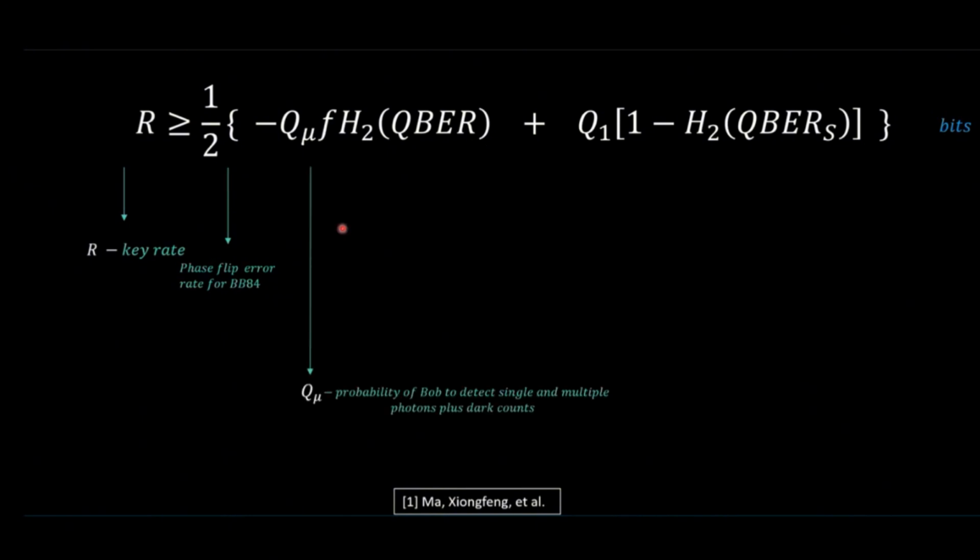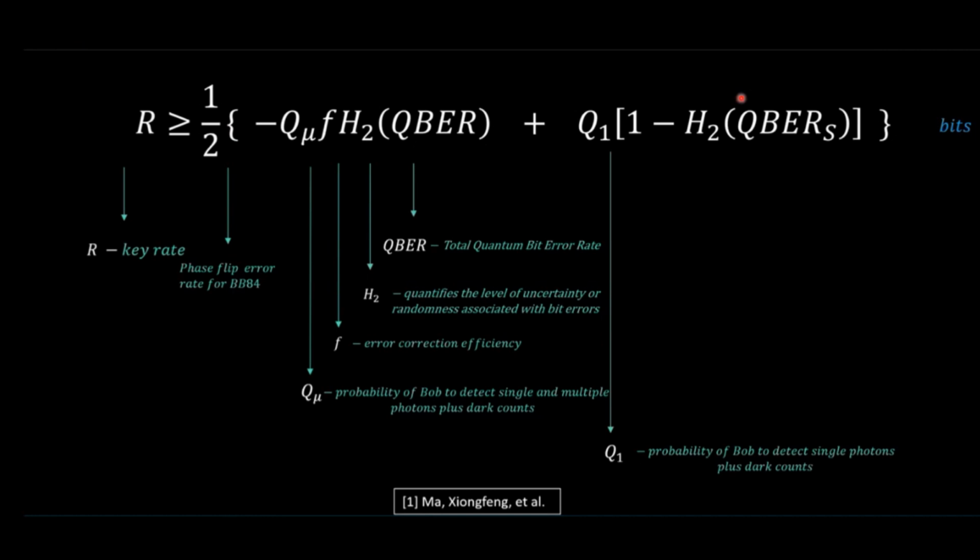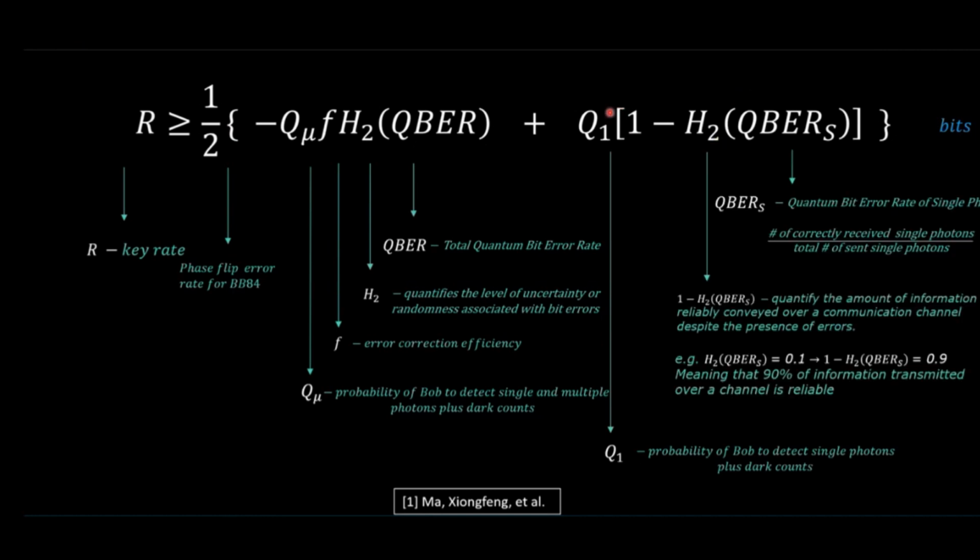Afterwards, we have a term. Basically, all this term would mean how many photons would be incorrectly detected. And this part would be how many photons would be correctly detected, and the difference between those two would actually indicate what's the achievable rate.